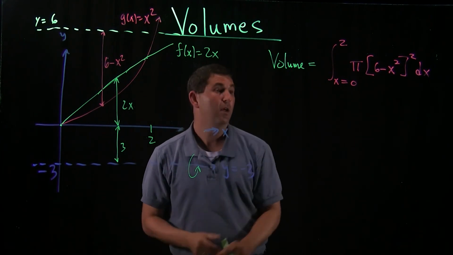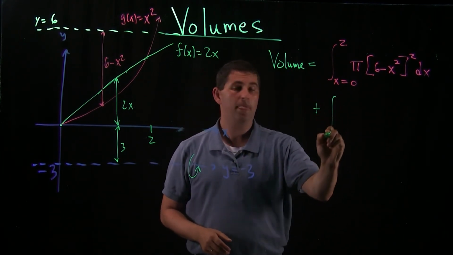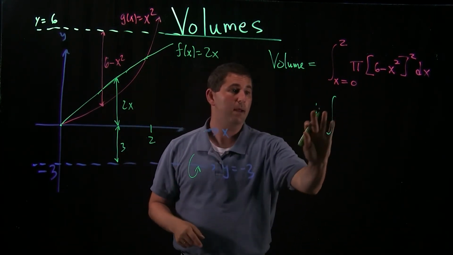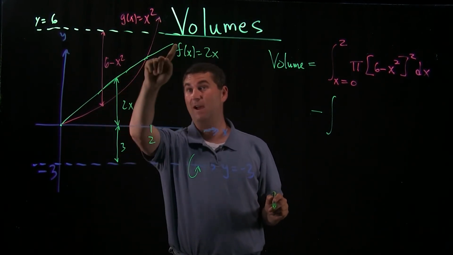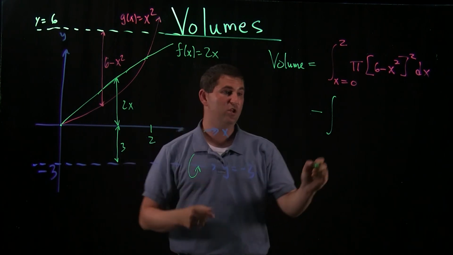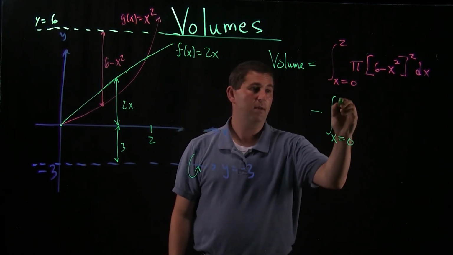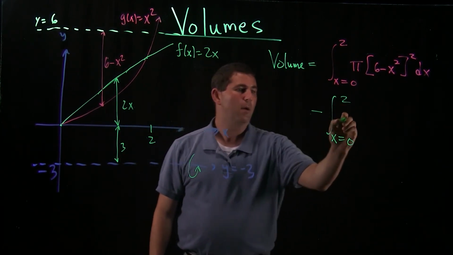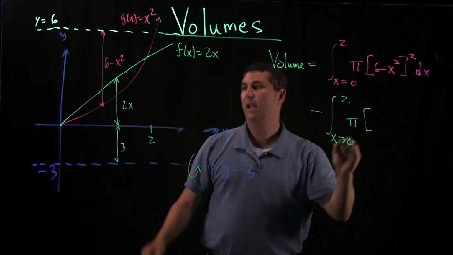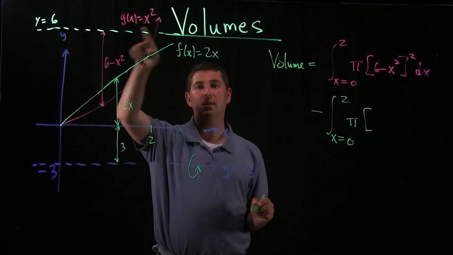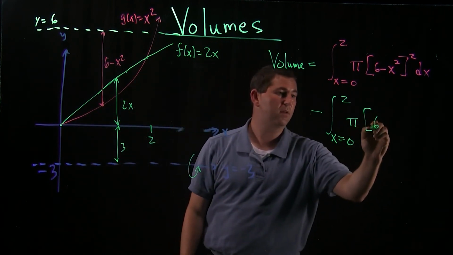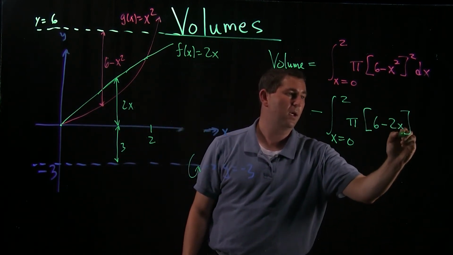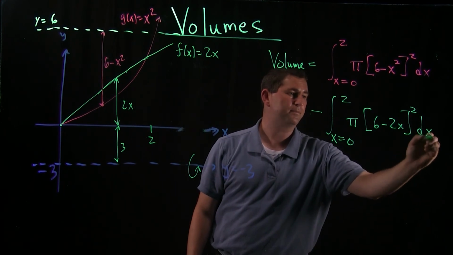Okay, and then of course I need to, not add, but I need to subtract out the hole, which is now supplied by the f of x instead of the g of x. So we integrate from 0 to 2. We have pi. And again, I need the distance between the line, the axis of rotation, and f of x. So that will be 6 minus 2x. And then we square that radius.